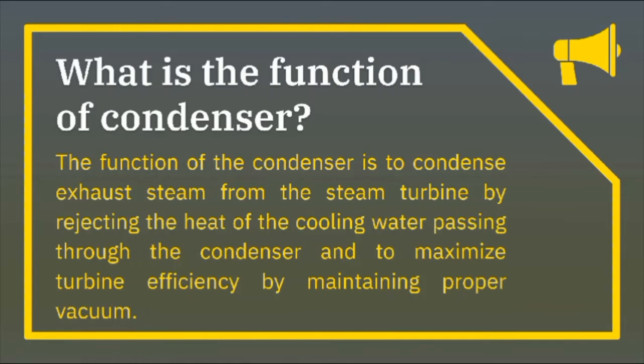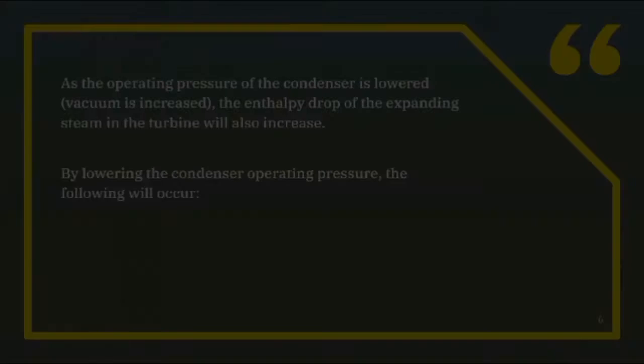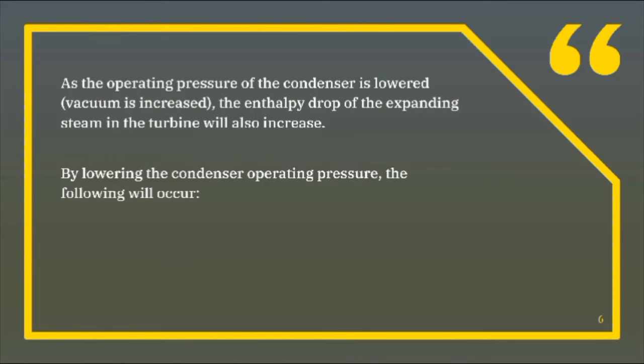The temperature of the condensate determines the pressure in the steam or condensate side of the condenser. This pressure is called the turbine back pressure and is usually a vacuum. Decreasing the condensate temperature will result in a lowering of the turbine back pressure and increasing turbine power output and efficiency. As the operating pressure of the condenser is lowered, the enthalpy drop of the expanding steam in the turbine will also increase.